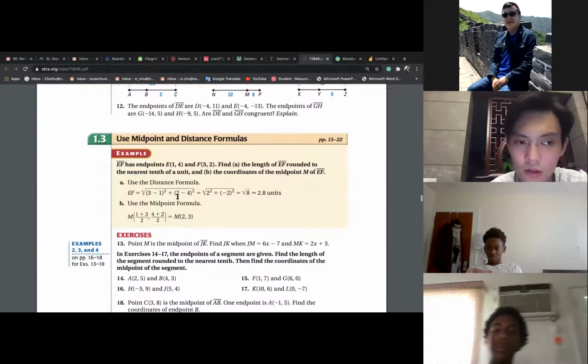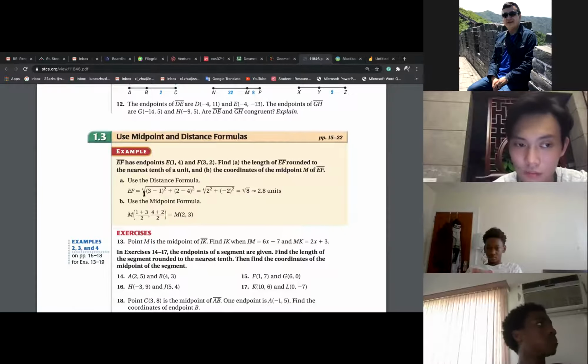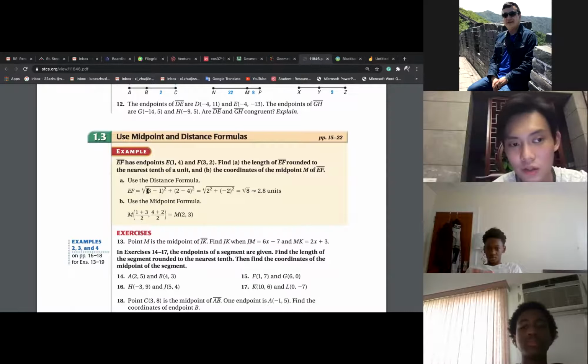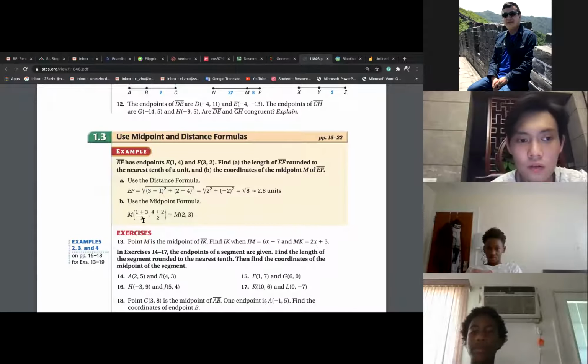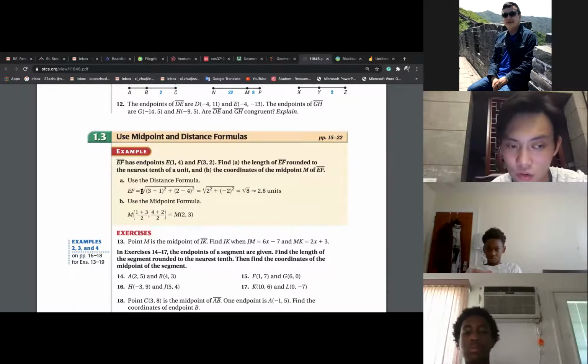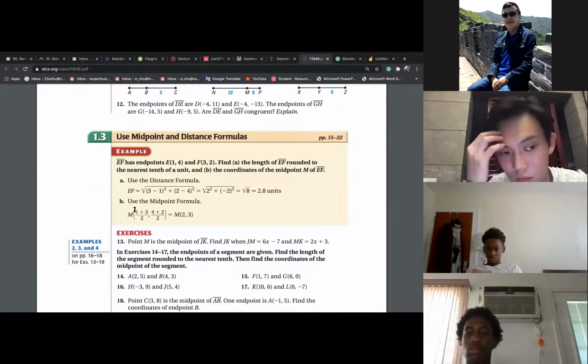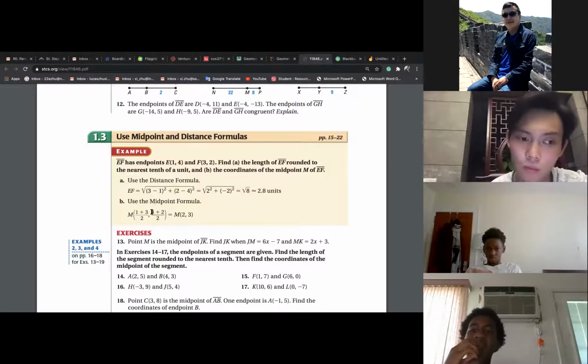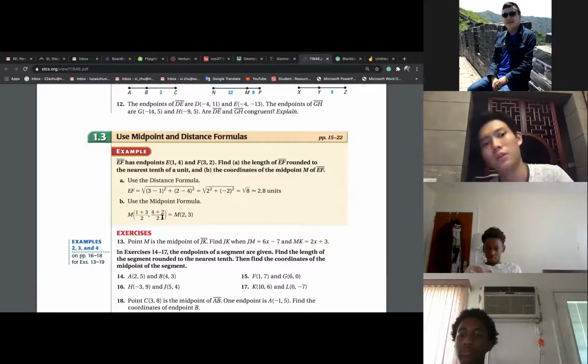And remember the midpoint and distance formula. The distance formula is x2 minus x1 squared plus y2 minus y1 squared, and then you square root the entire thing, right? And the midpoint formula is x1 plus x2 divided by 2, and y1 plus y2 divided by 2, right?